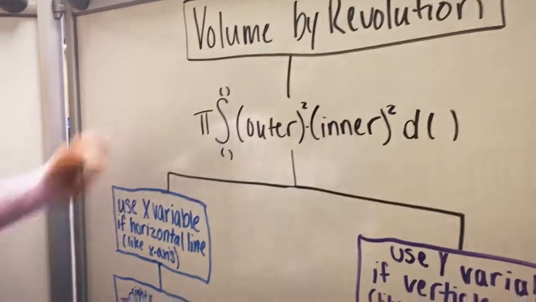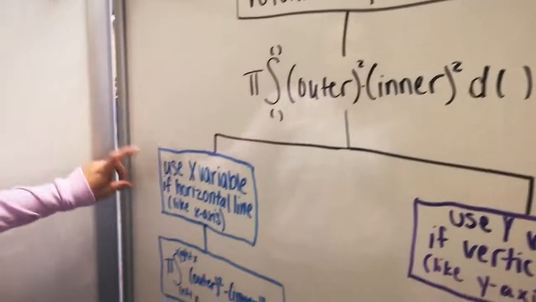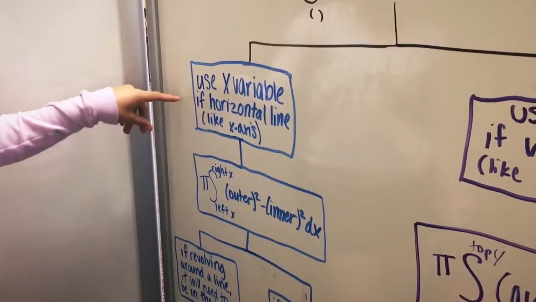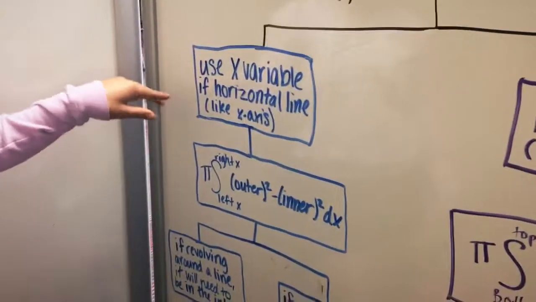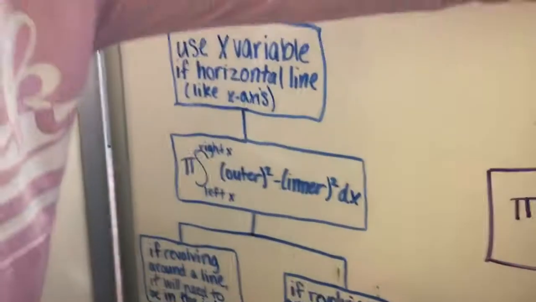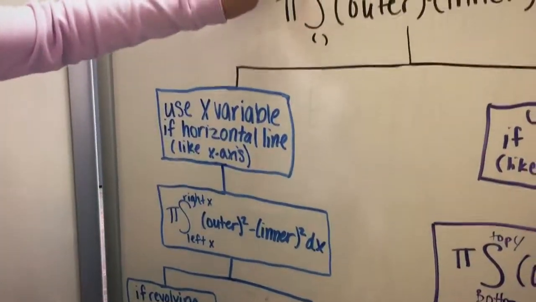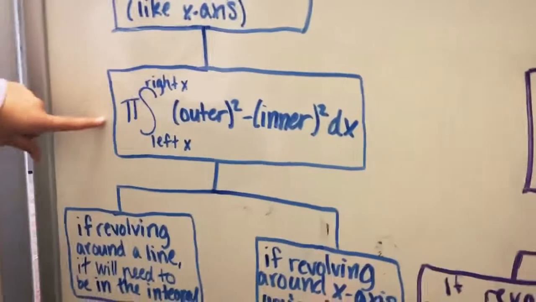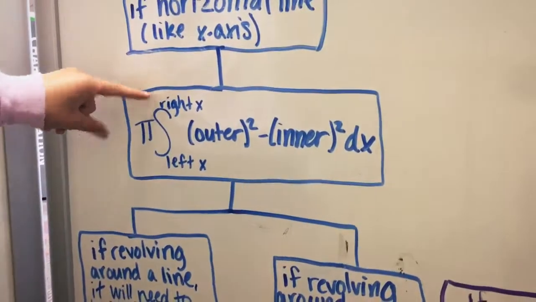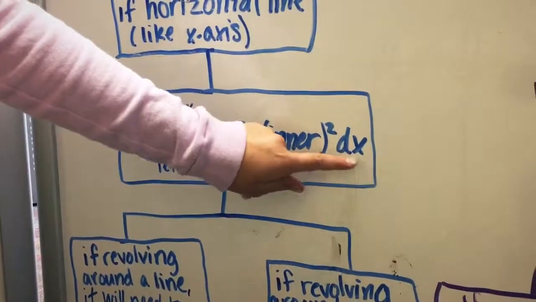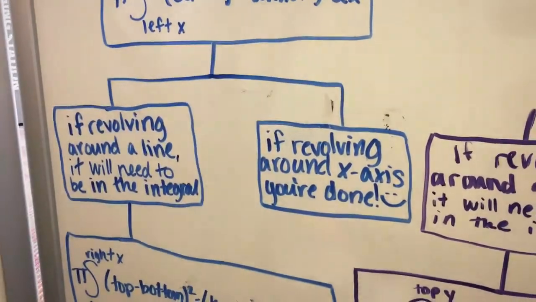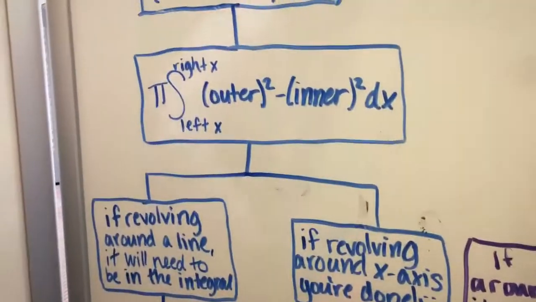Okay, so using the volume by revolution, we're going to go through the x variable. So you're going to use the x variable if it's a horizontal line, like the x-axis, then you'd plug it in there, and the bounds, depending on what it is. Then this is the equation. You would have the right x and left x, then you would add dx at the end. Then if you're revolving it around the x-axis, you're done.